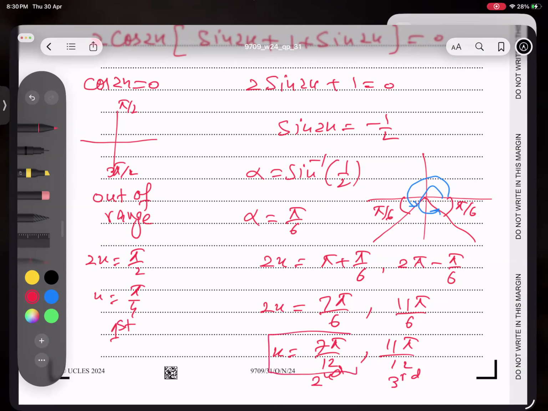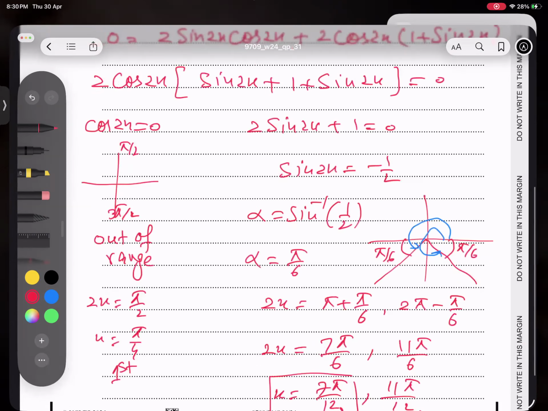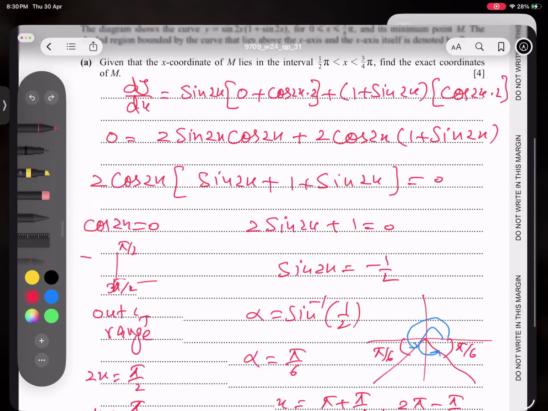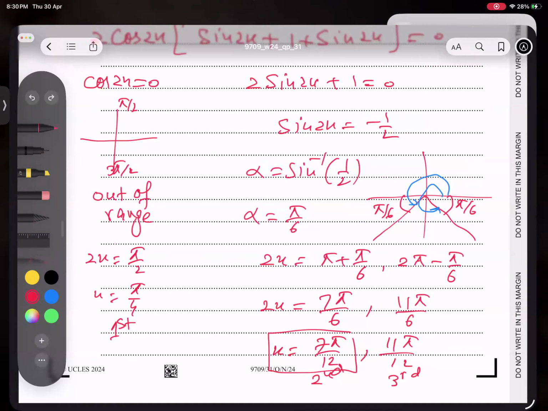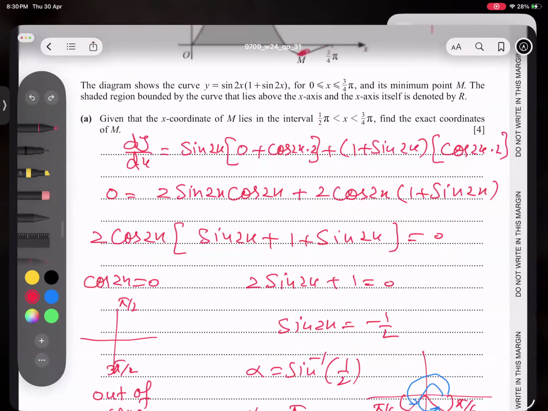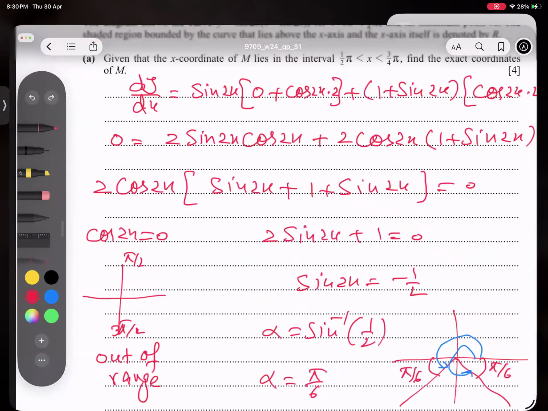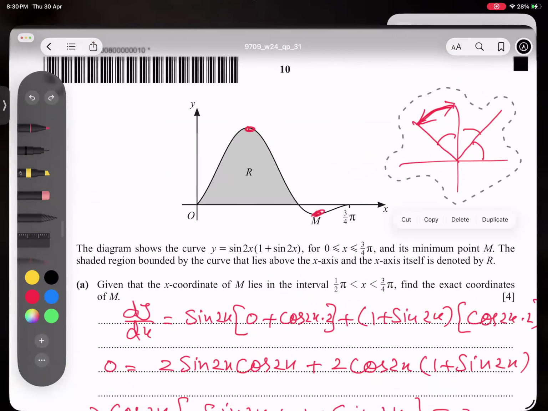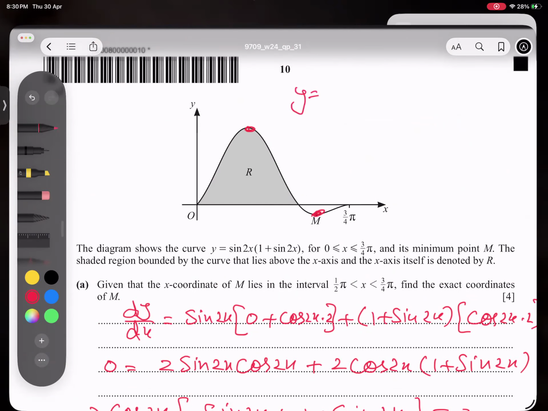So we got this answer, and we have to find the y coordinate. Let me check. Now he said find the x coordinate and find the exact coordinates of m, so we have to find out both. So how to plug in this 7 pi by 12? I'm going to plug it into the top equation, students. So y is equal to sine 2 times 2, 7 pi by 12, in the bracket 1 plus sine 2 times 2, 7 pi by 12.